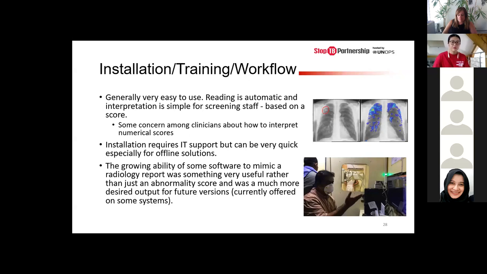Overall, installation, training, workflow, I think it's important to note that overwhelmingly, generally the providers were very helpful, and the installation was fairly easy, and getting easier as the different providers learn more about the different needs.